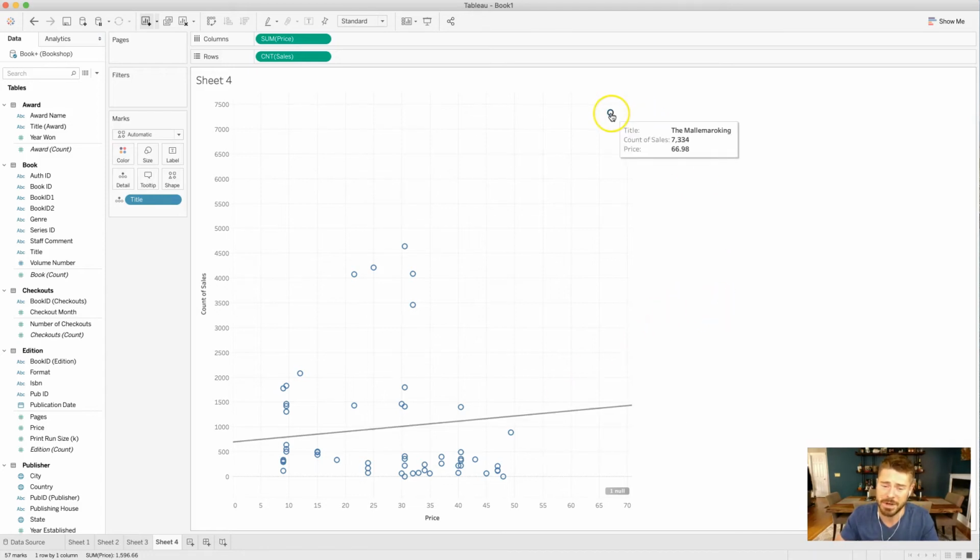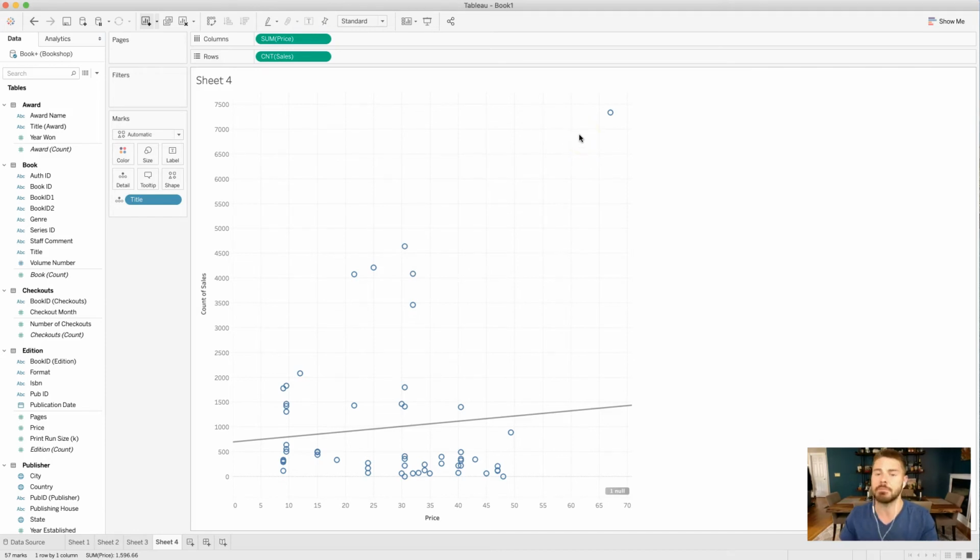So for instance, see this guy up here? This is a book for which we sold over 7,000 units, way more units than any other book, and it was super expensive. It was almost $67 for a single book, and we sold 7,000 units of this thing. I think we can all agree that's strange. It's an expensive book, $67, and in particular, it's way more expensive than any other book, right? The next most expensive book in this data set is just under 50. So it's like 15% higher than that, and we sold way more units. The other one was about 4,600. This one's over 7,000. I mean, this is very clearly a strange book.